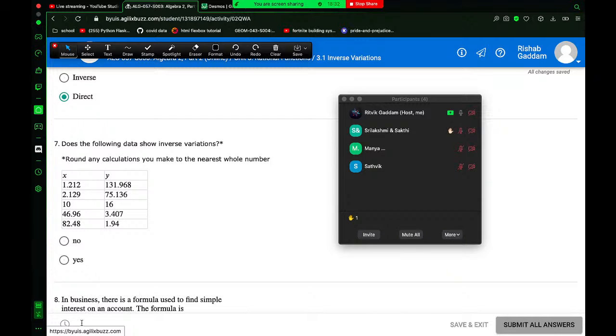Okay. I also think it's a yes because it's not very even, like the curve. See, at 1.2, it's like 131, and at 2, it's like 75. It goes down super fast. And then when it goes from like 2 to 10, it only goes to 16. It doesn't go very far. And 10 to 46, it only goes down close to 10. So yeah, I also think it's an inverse variation.